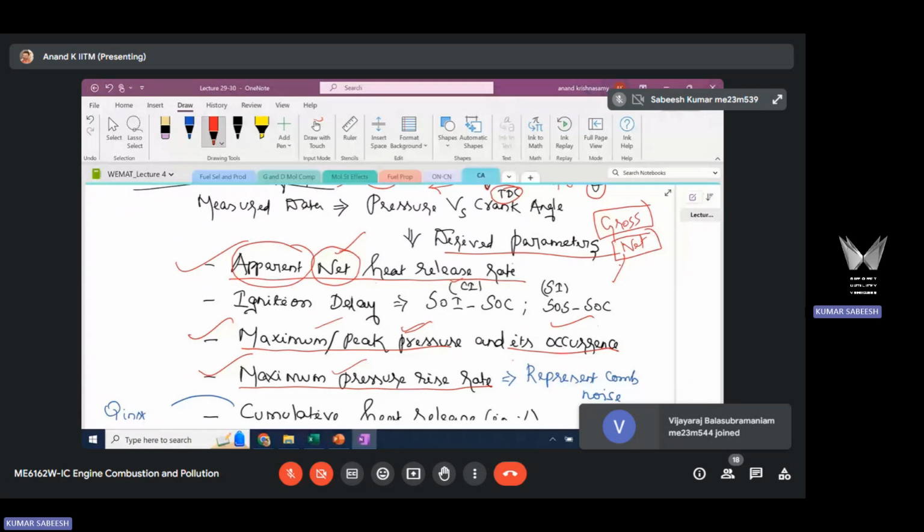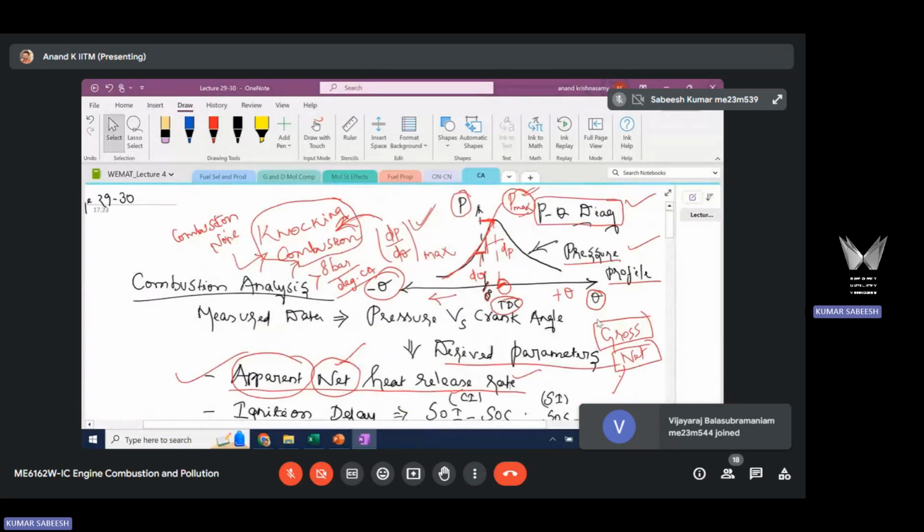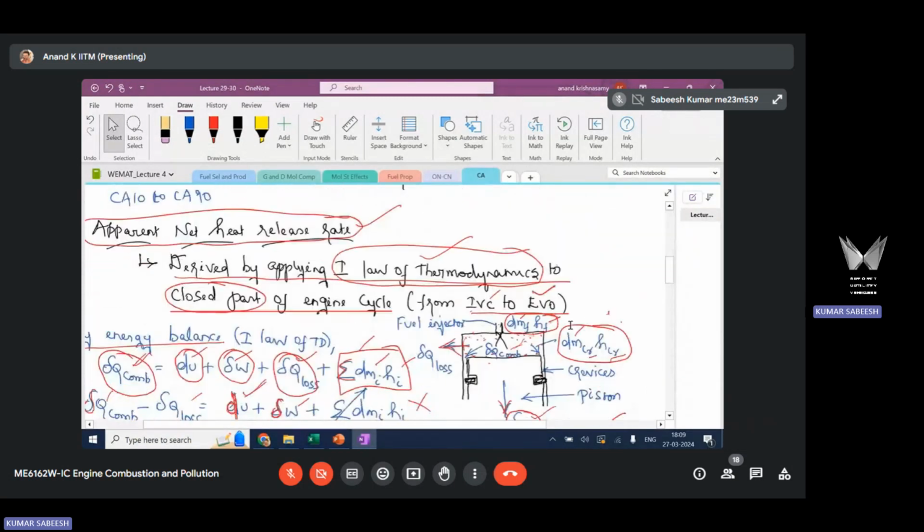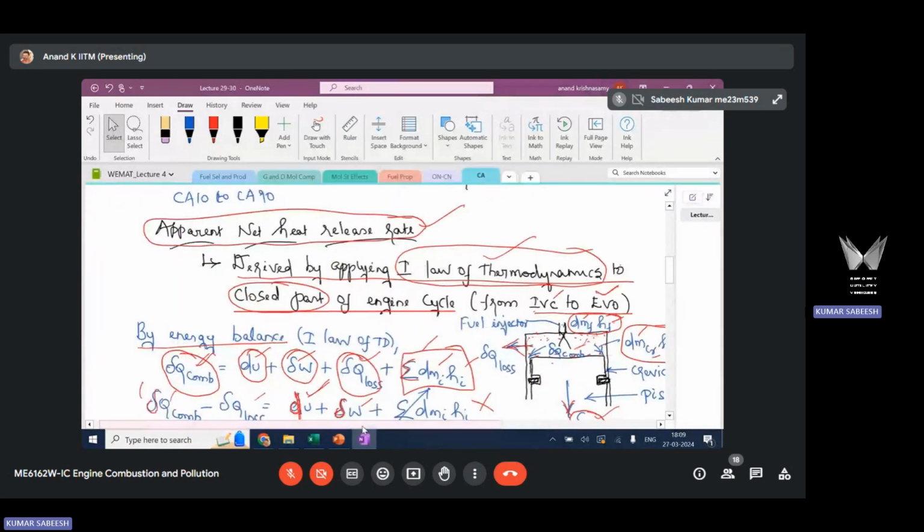So this is a derived parameter. We can derive this net heat release rate from the measured pressure profile by applying the first law of thermodynamics. In the last class, I discussed this derivation, how we can get this apparent net heat release rate from the pressure profile. The only information you need is the pressure profile to get the heat release rate. And this is done by applying the first law of thermodynamics. First law, you know, it's just an energy balance. So we have done an energy balance here for the closed part of the engine cycle.